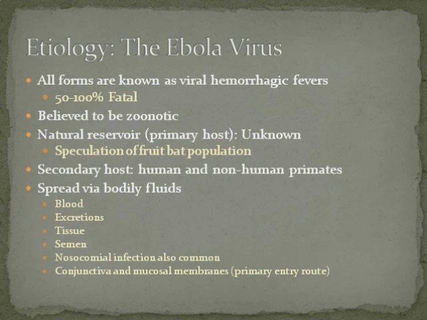The way that the Ebola virus is spread is mainly through bodily fluids: blood, excretions, tissue, semen, and nosocomial, or in hospital settings, especially in third world countries with reusing needles and stuff like that. This is where you see a lot of Ebola virus infections. In addition, the primary entry route is through either the conjunctiva, the eyes, or the mucosal membranes. So wherever that is, there's the lips, the genitalia.